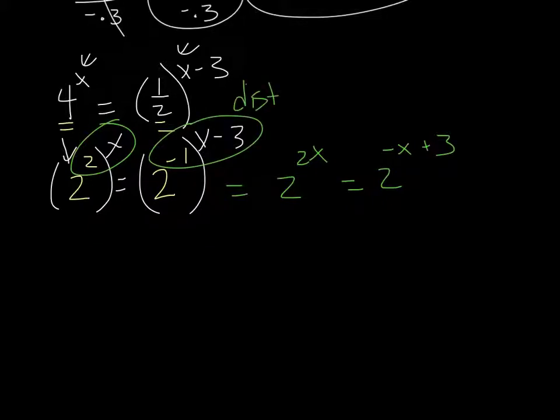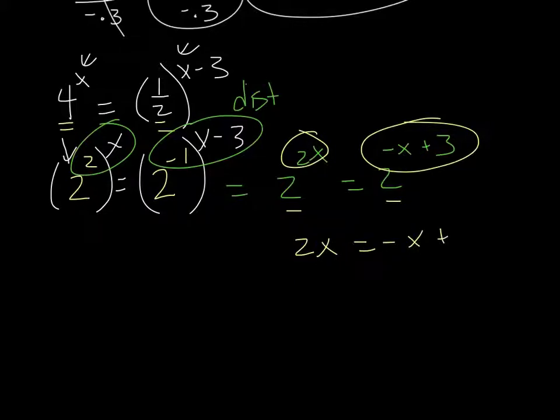And now I have 2 to a power equals 2 to a power. The 2's are the same. The powers must also be the same. So 2x equals negative x plus 3. And you can solve it from there to get your answer.